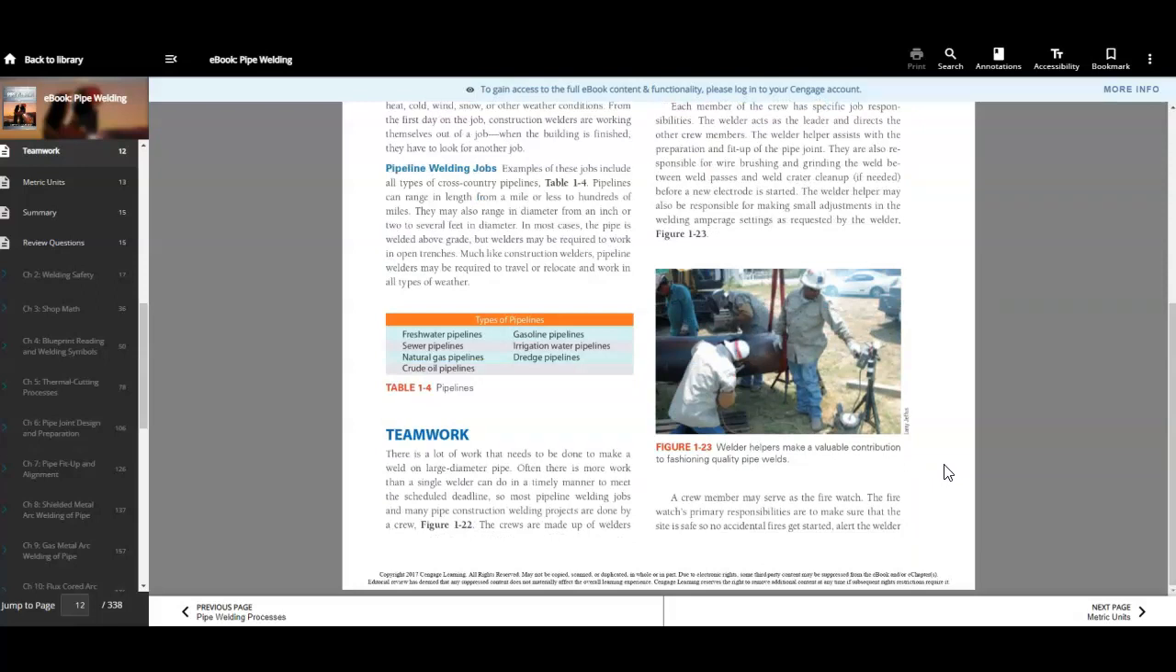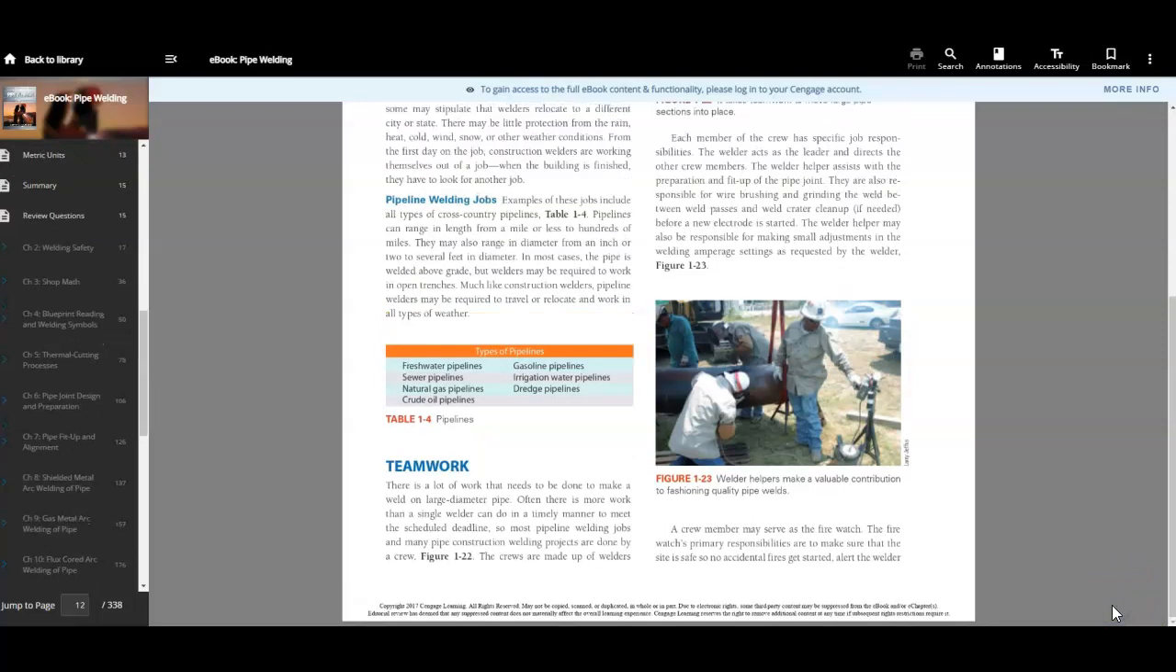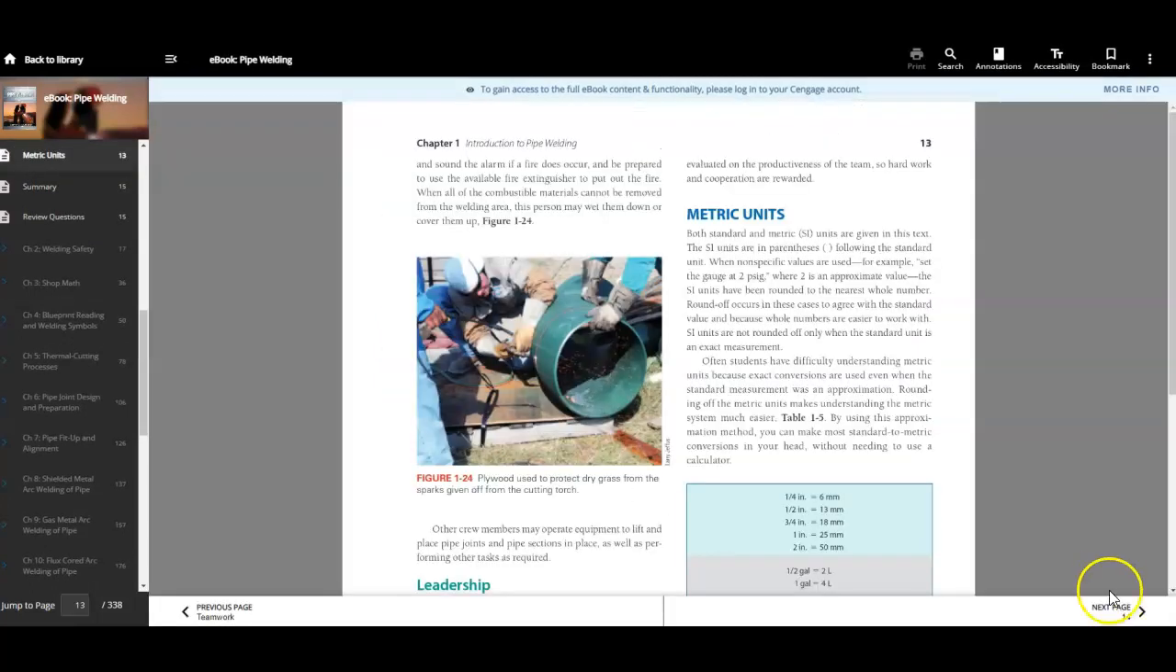The fire watch's primary responsibilities are to make sure that the site is safe so no accidental fires get started. Also to alert the welder and sound the alarm if a fire does occur, and be prepared to use the available fire extinguisher to put out the fire. When all of the combustible materials cannot be removed from the welding area, this person may wet them down or cover them up.